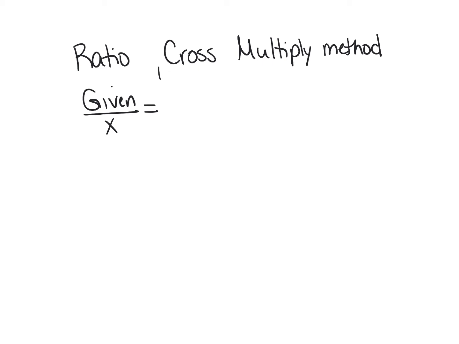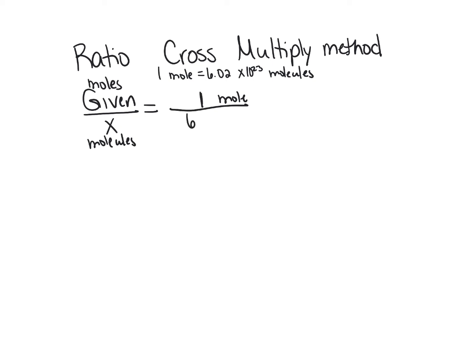So for example, if you know that 1 mole is equal to 6.02 times 10 to the 23rd molecules, to set up this ratio, let's say that you're given moles and you want to find molecules. So you simply set this equal to 1 mole is equal to 6.02 times 10 to the 23rd molecules. Now, how do I know what goes where? I have to make sure that the same units on top of my equal sign are on top on the left and the same unit is on top on the right.